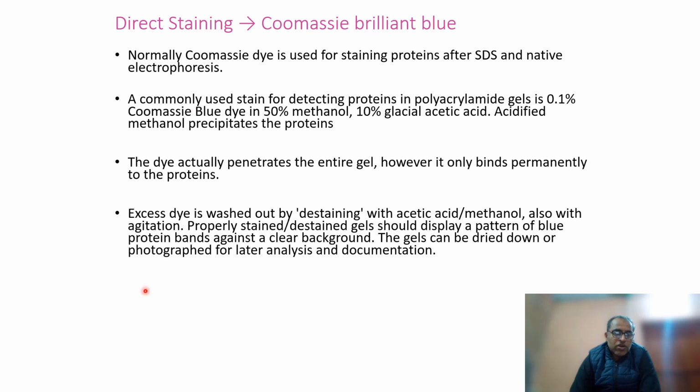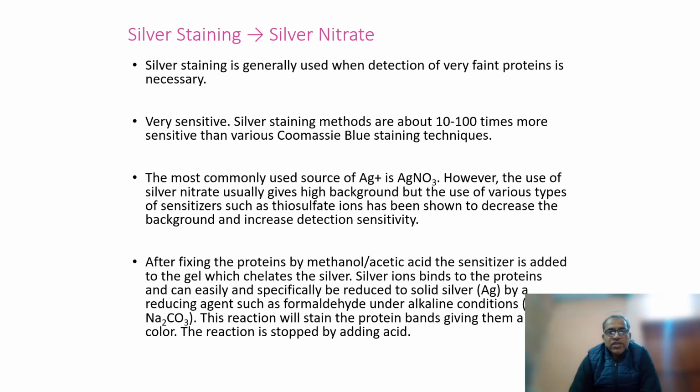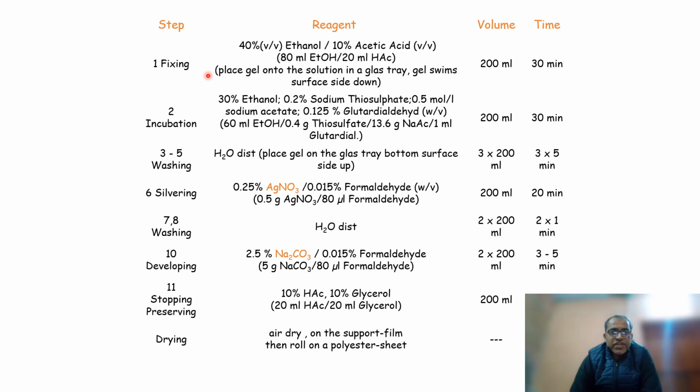So here is the procedure of Coomassie blue, how we prepare the Coomassie blue, how we stain, and then we use a de-staining solution. Then the procedure for silver nitrate is fixing, then incubation, then washing, then silvering, and then again washing and developing, then stopping, and finally drying. These are the different reagents that have been used for silver staining, and these are the volumes and times.